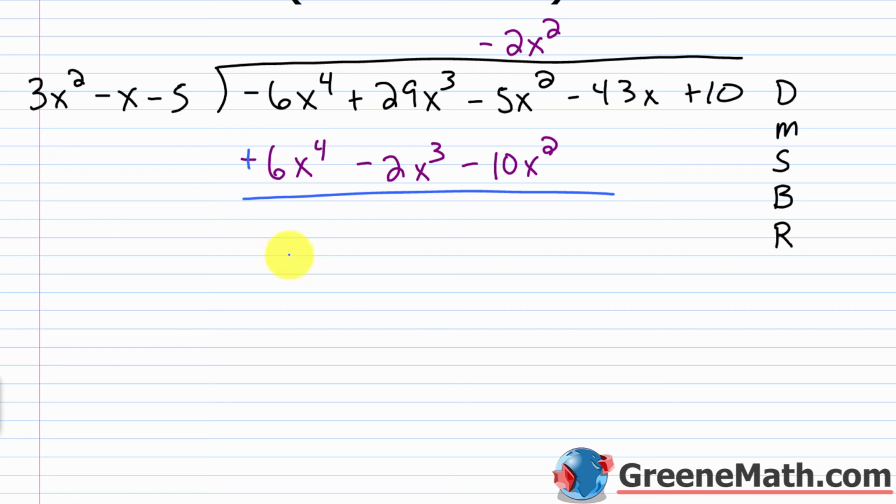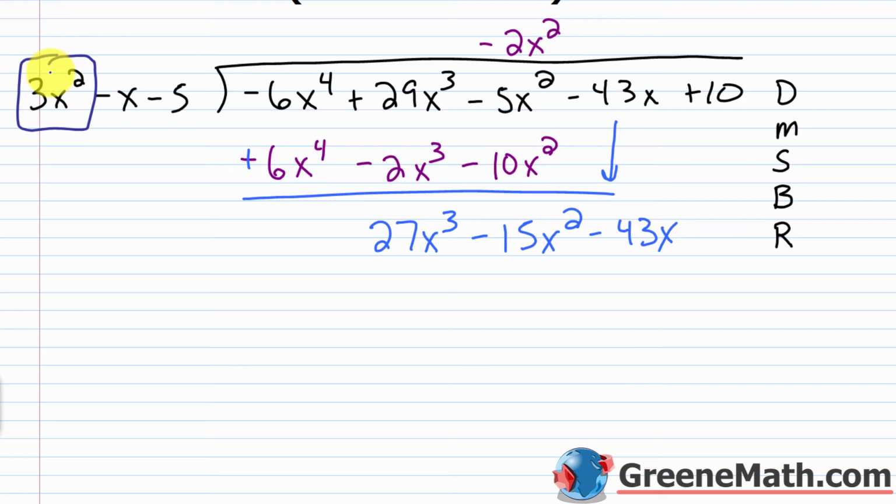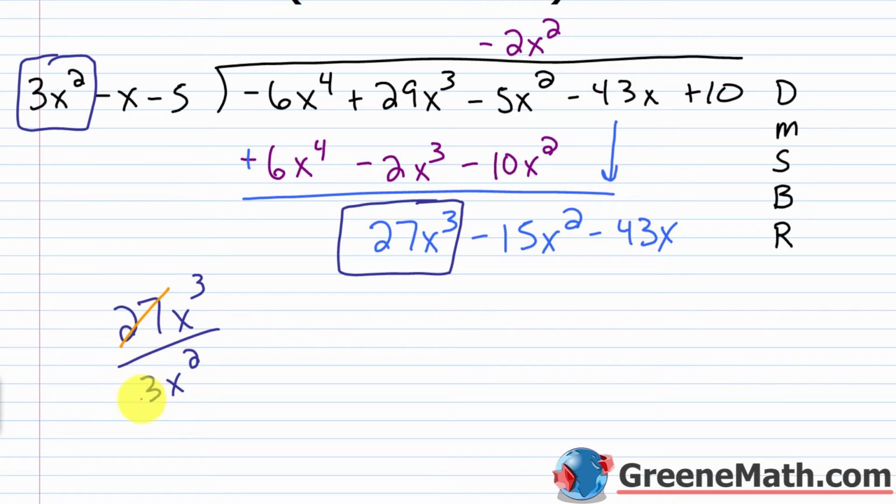Negative 6x to the fourth power plus 6x to the fourth power is 0. 29x cubed minus 2x cubed is 27x cubed. Negative 5x squared minus 10x squared is minus 15x squared. And then I want to bring down the negative 43x. And then we're going to repeat. So I'm going to go leading term into leading term. So what is 27x cubed over 3x squared? Well, I know 27 divided by 3 is 9. X cubed over x squared would be x to the first power. So I'm going to put plus 9x. Okay? And then I'm going to multiply. So let's erase this.